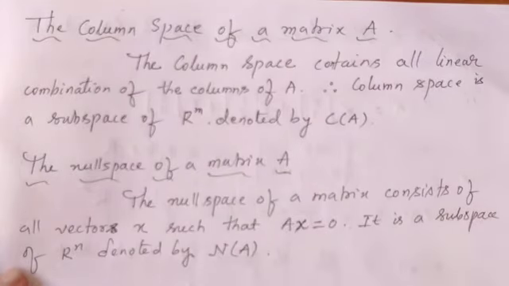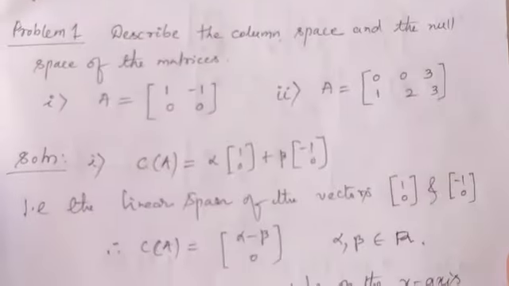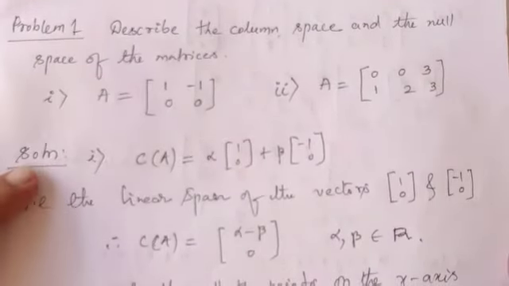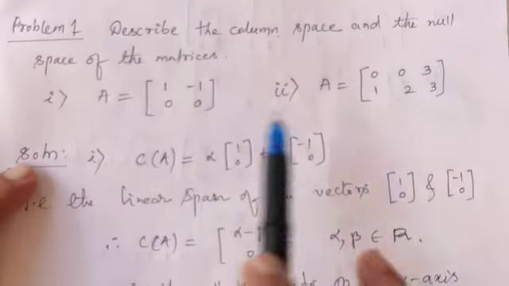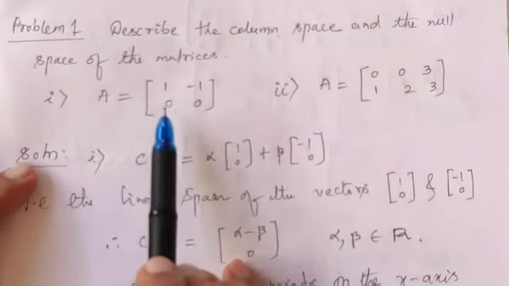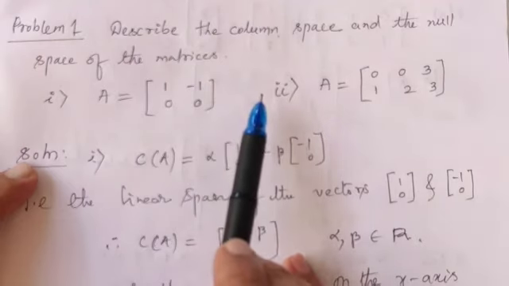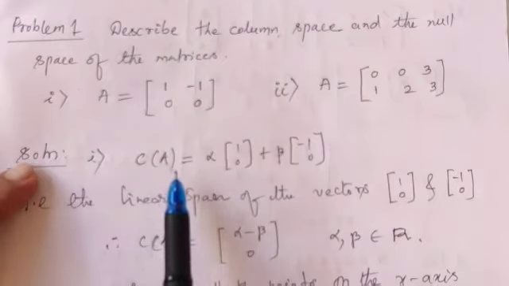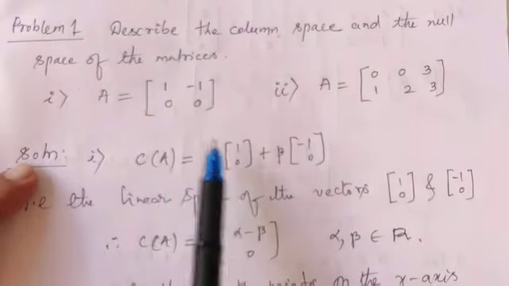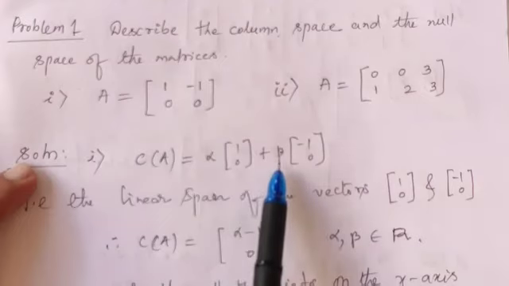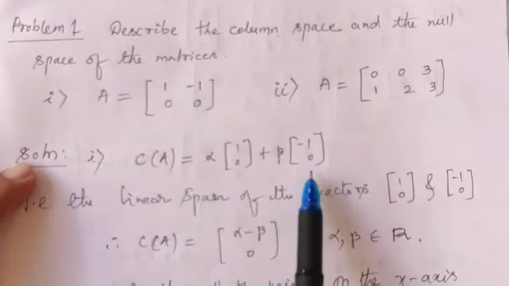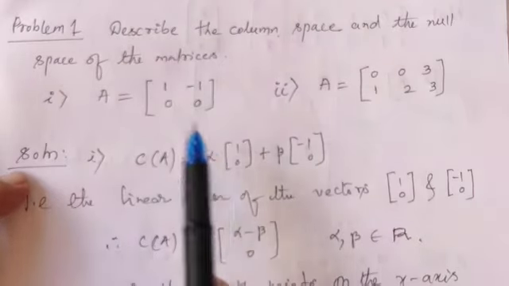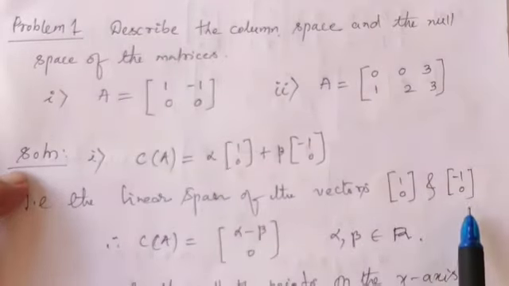Now we move to problem number 1. Describe the column space and the null space of the matrices. Here I have two matrices, so I will do the first one, and we can do the second one in the same way. According to the definition, what is the column space of A? It is some scalar times the first column vector plus some scalar times the second column vector, so it is the linear span of these two vectors, (1, 0) and (-1, 0).